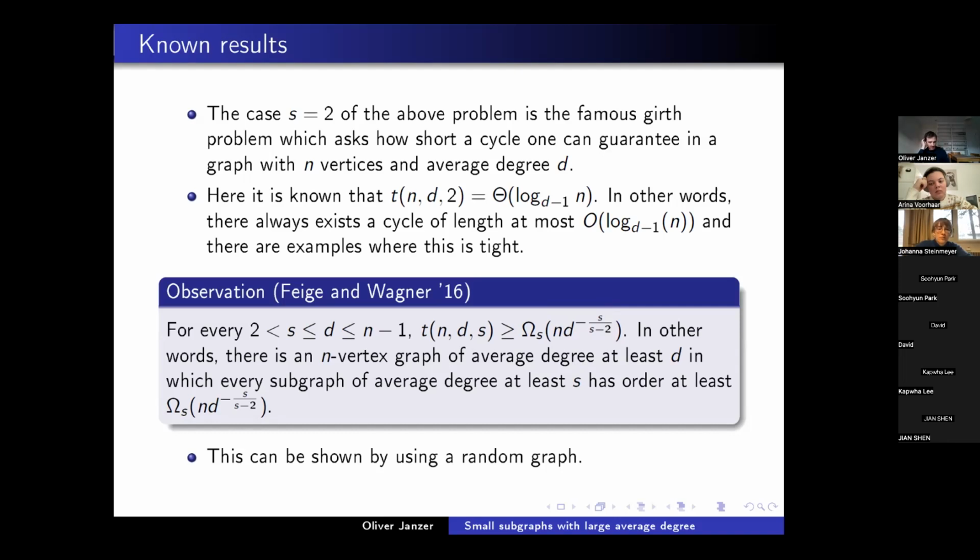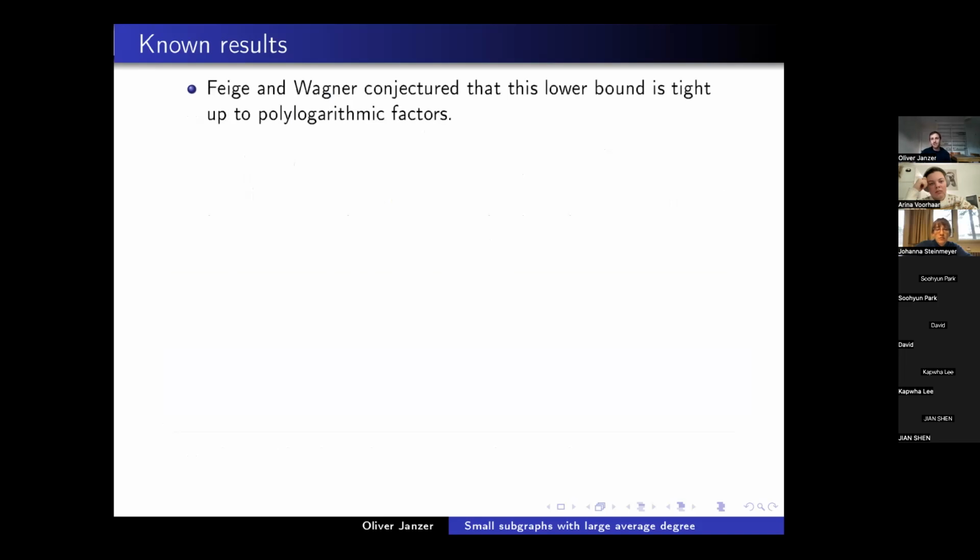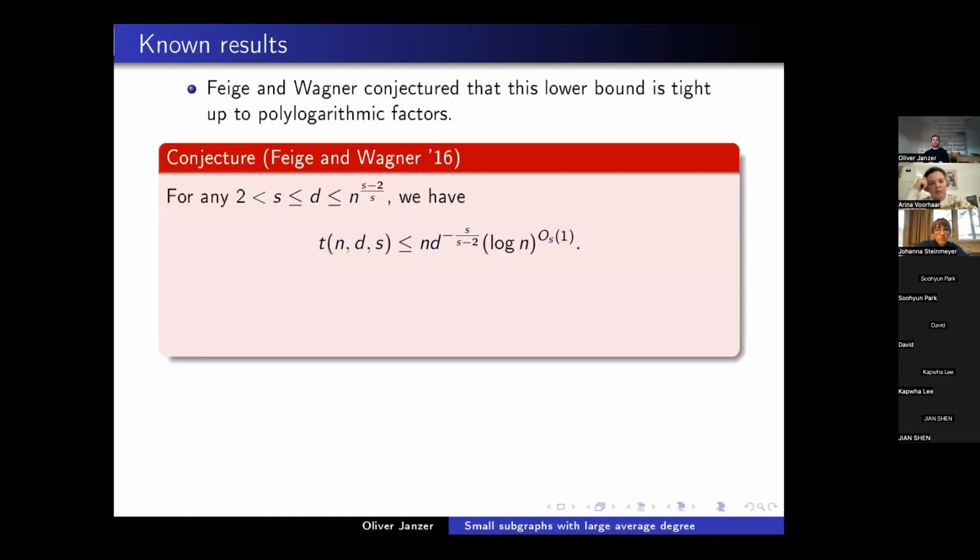Yeah, so this observation was just by using random graphs. And they conjectured that this construction is tight, that this bound is tight to polylogarithmic factors. So basically for the whole range for which this question makes sense, so s is greater than 2, d has to be greater than s, just because if the entire graph has average degree less than s, then perhaps no subgraph has average degree more than s. So then it's not a question about how small you can find it, but you just cannot find any subgraph perhaps with large average degree. So d bigger than s certainly makes sense.